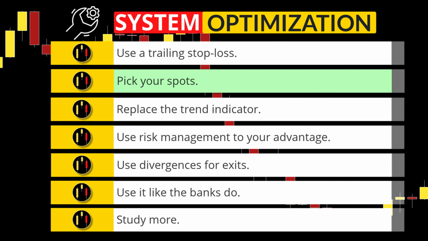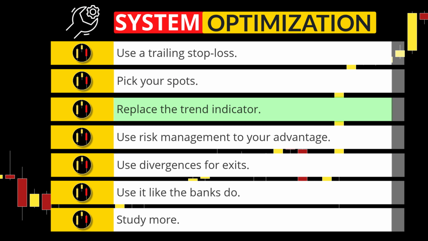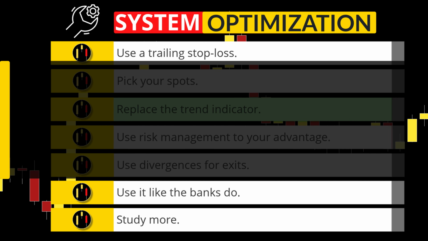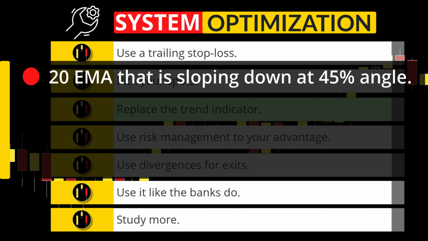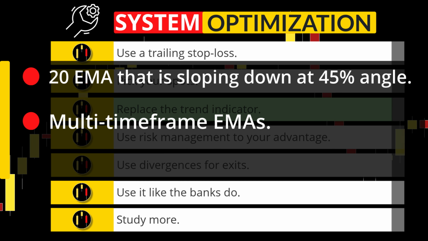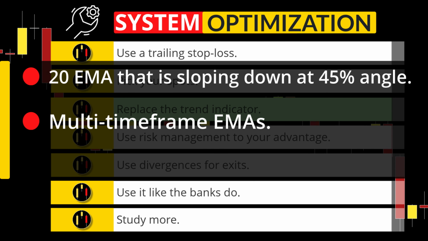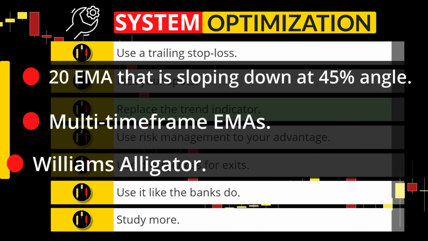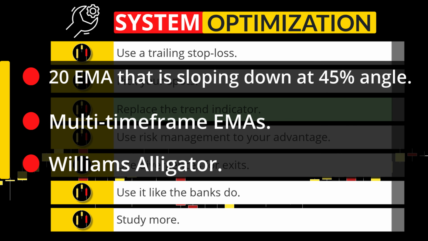Next, the indicator I used to confirm entries can be replaced. The traditional method is to use just a 20 EMA that is sloping down at a 45-degree angle. Another method is to combine EMAs from 2 different time frames on the same chart. Or you can even use a Williams alligator.